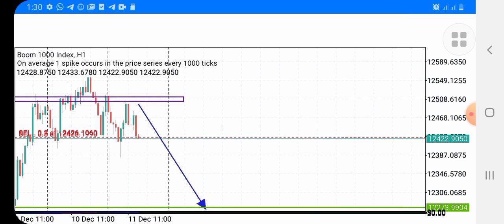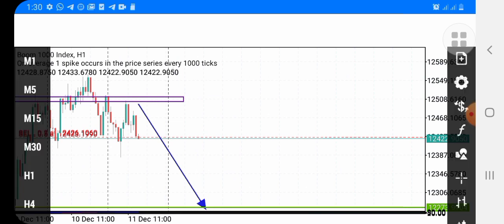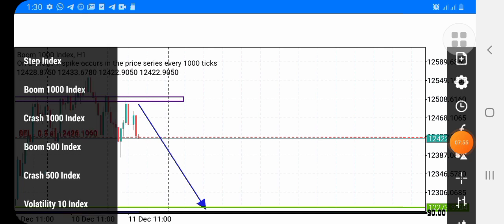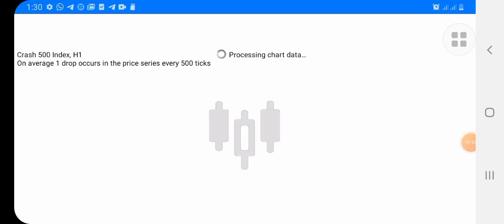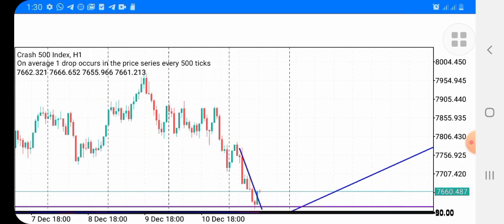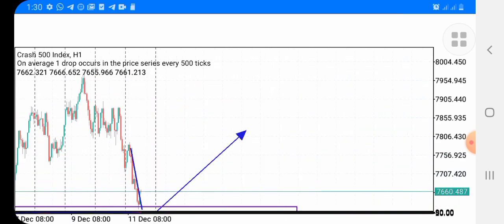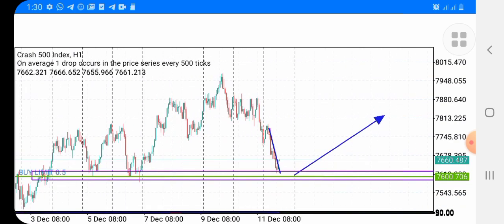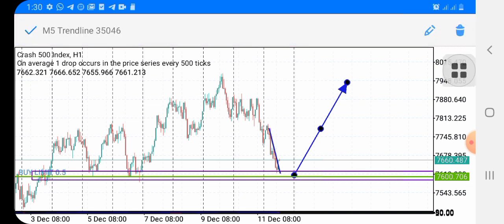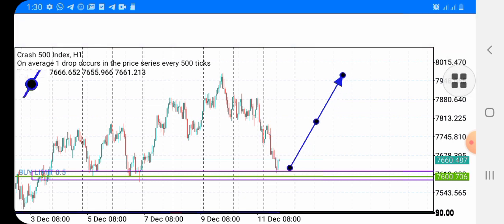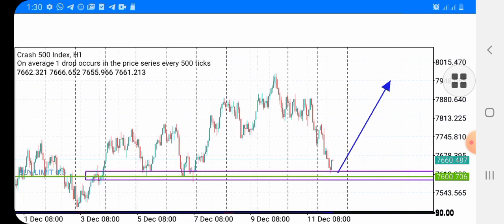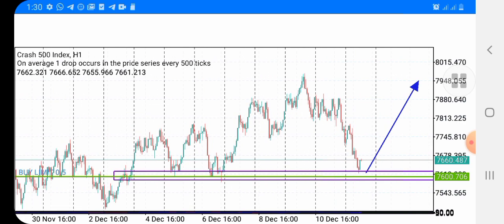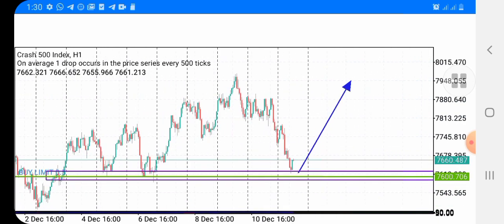So let us check what is happening on Crash 500. Okay, I check on Crash 500. You'll be seeing something very, very sweet. Now here is Crash 500, and you see my line, the line we drew in that video. It's already respecting it. It's already going in our favor. See that this line we drew in the other video, it's still respecting it. So this one too is happening.